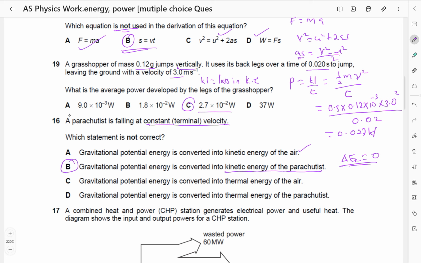Gravitational potential energy is converted into thermal energy of the air. That is correct because of air resistance. There is thermal energy. The air molecules gain kinetic energy. Therefore, their temperature increases. Gravitational potential energy is converted into thermal energy of the parachutist. That is also correct because of the friction or air resistance, the friction between the air molecules and the parachutist. But the part about the kinetic energy of the parachutist is where there is a problem. Because he's moving at constant velocity, the parachutist's kinetic energy is constant, so the change is 0.